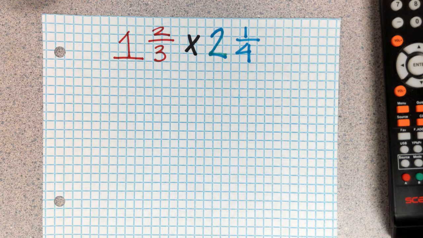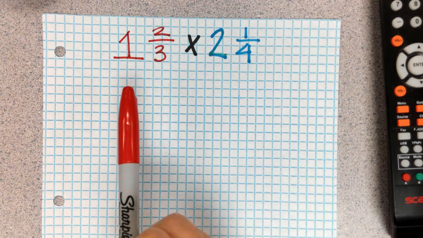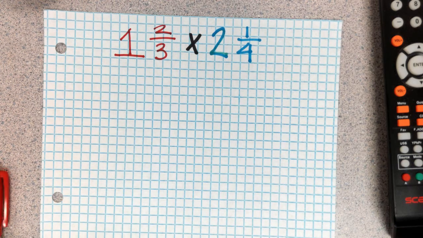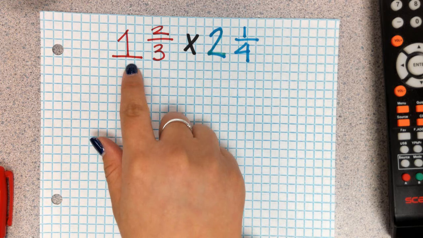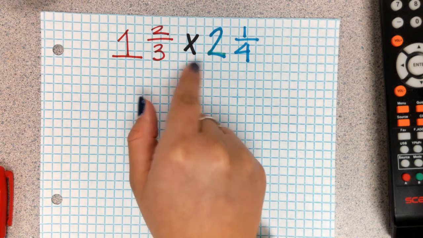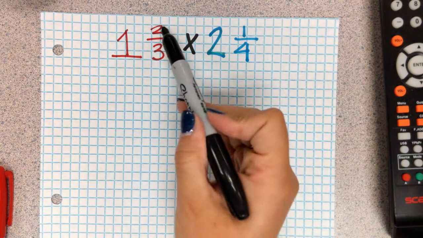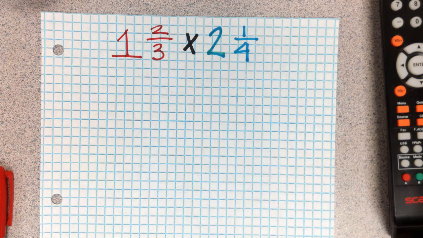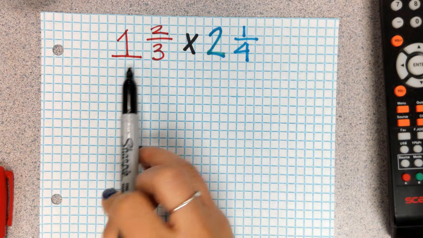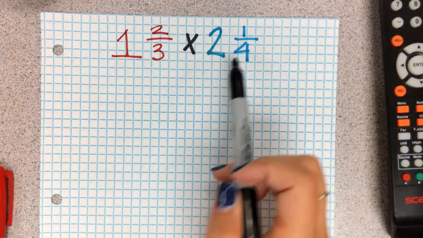Okay, so today we are going to be multiplying mixed numbers. So for example, I have 1 2/3 times 2 1/4. Now, I'm going to show you how to do this with a model. The first step is I need to draw my area model. I am working in the dimensions of 1 2/3 and 2 1/4. 1 2/3 will be in red, 2 1/4 will be in blue.